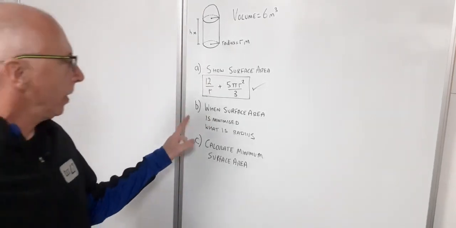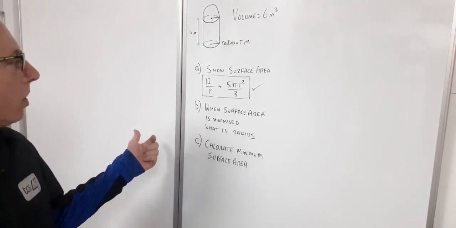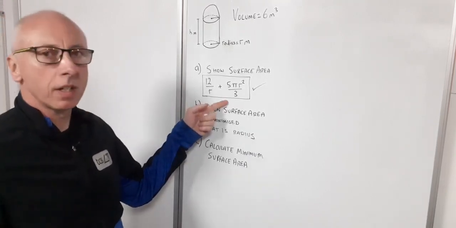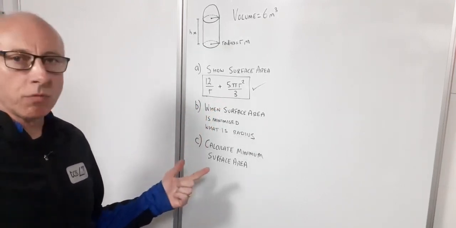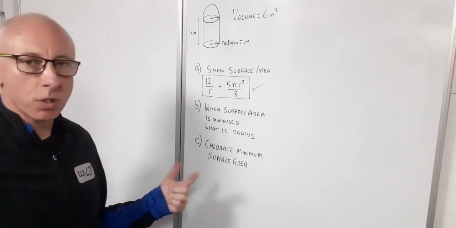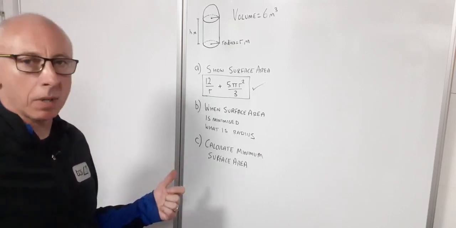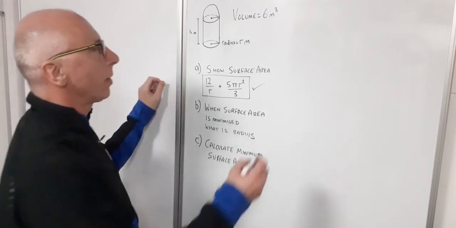Okay, so part A finished. Part B. When the surface area is minimised, what is the radius? To do that, we need to take the derivative of this and set it to 0, and solve for r from that derivative. That should give us the value of the radius that minimises the surface area. So let's just write that up.